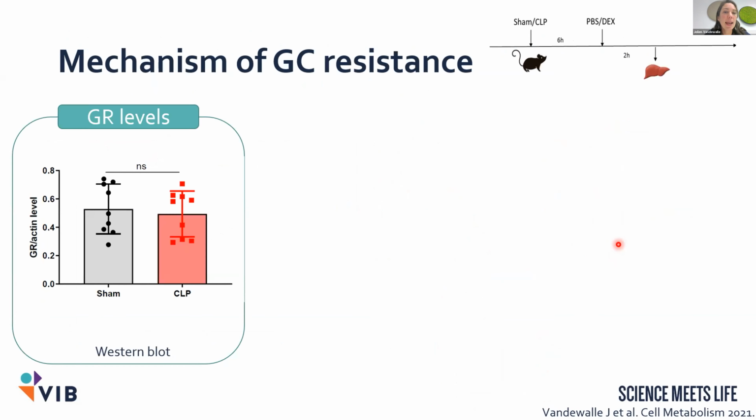Then to study the mechanism of the glucocorticoid resistance, we first looked at the levels of GR in the liver. So with Western blot, we looked at the protein levels of GR in the liver. And then we can see that there is no difference in GR expression between sham and CLP mice.